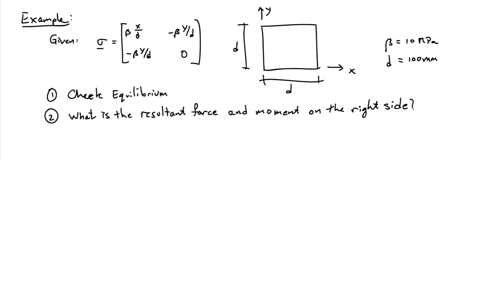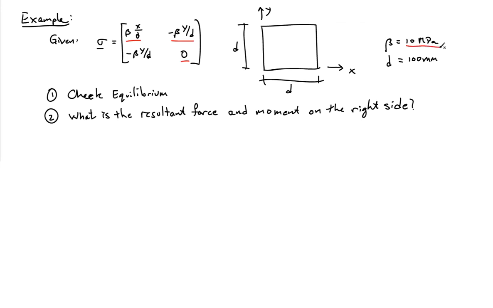In this example, let's consider a square body whose dimensions are d by d, and d is given as 100 millimeters. And let's assume that the body is in a state of stress, which is given as shown here. So we have a normal stress that's varying in the x direction, and no normal stress in the y direction, so varying in the x direction linearly. And there's a shear stress that varies in the y direction. So this is my setup here, and beta is a parameter, and it's given as 10 MPa, so 10 megapascals.